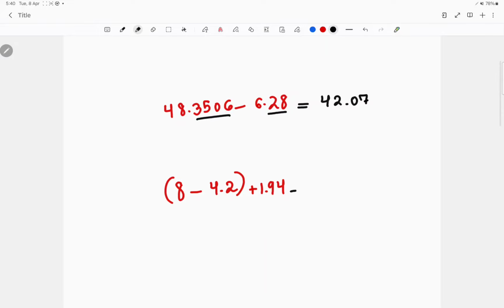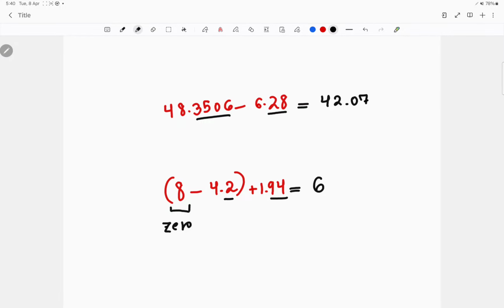Okay, how about for this one? Here I have 1 decimal place, here I have 2 decimal places, but here I have 0 decimal places. That means my answer has to be a whole number. Now, if I do the math, I will get 5.74, but like I said, I should have 0 decimal places. I have to round this to a 6.